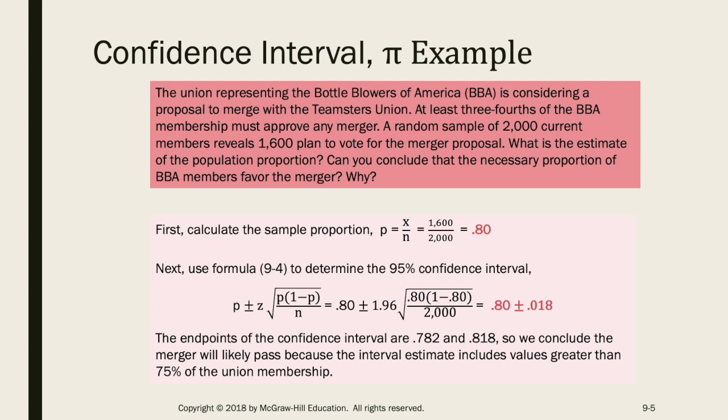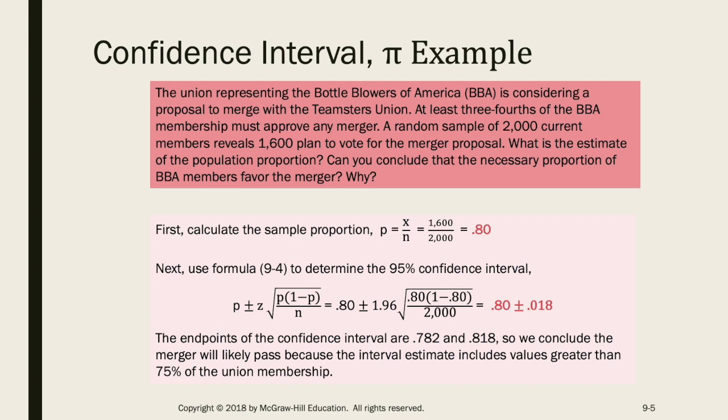Now we're going to use a 95% confidence level, and we're going to use that formula that we just looked at to determine our interval. Again, our p is 0.8, so we have 0.80 plus or minus the z value for a 95% confidence level, which is 1.96. If you don't remember how I got this, you need to go back and watch the first half of my chapter 9 explanations, the first video that I posted a few days ago.